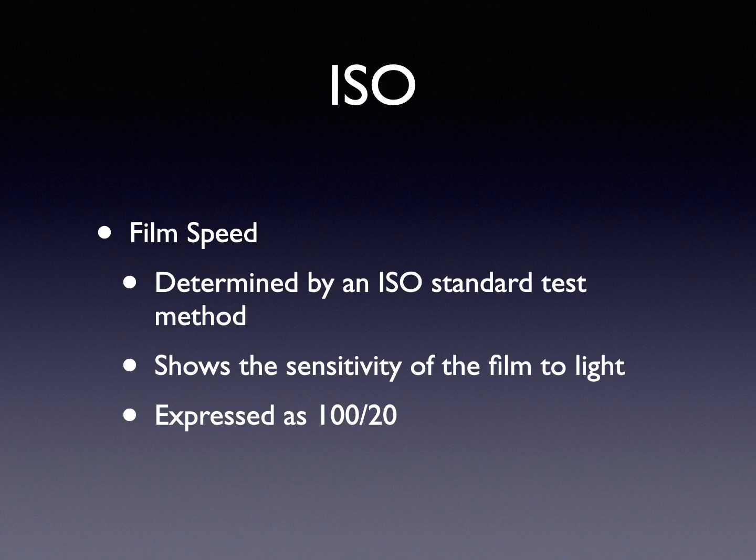So, in order to get the ISO number, people in the laboratories would use a special, standardized test from ISO that no matter what film company you're working for, Fuji, Kodak, Agfa, you'd use the same test to show the sensitivity of the film to light. And then they would express that number they calculated as 100 over 20 or 400 over 27. So the first number was the ISO number, and the second one was a DIN number.